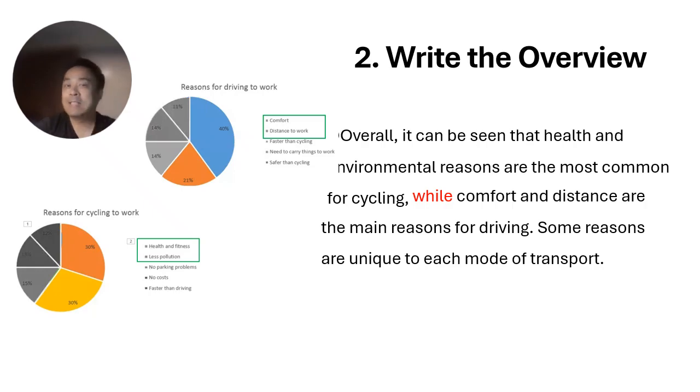And then I have one more sentence. Some reasons are unique to each mode of transport. So what that means is that some people cycle, and the reason for doing so is specific to cycling. While for driving, some reasons are specific to driving.